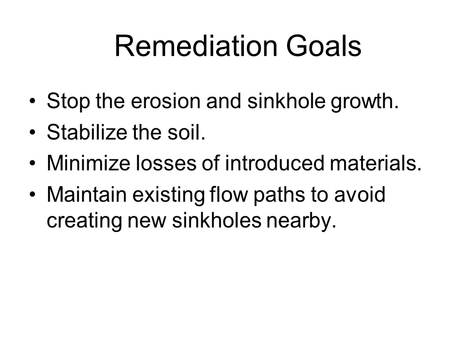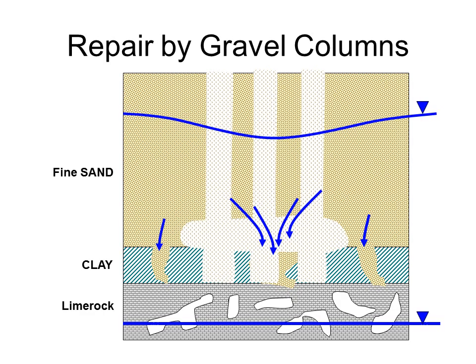Remediation goals should then include stopping the immediate erosion and sinkhole growth, stabilizing the soil in the immediate vicinity, minimizing the losses of any material introduced to stop erosion and stabilize the soil, and to maintain existing flow paths to avoid creating sinkholes nearby. Installation of gravel columns can accomplish all of these objectives by filling existing voids while not disrupting water flow through existing flow channels. No more subsidence occurs, however, flow is not diverted.